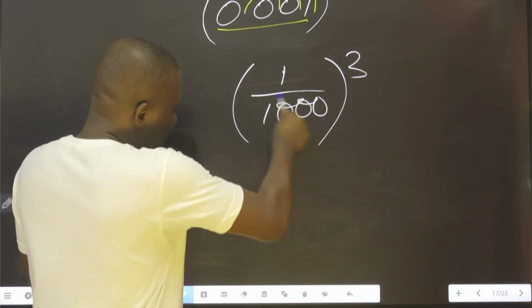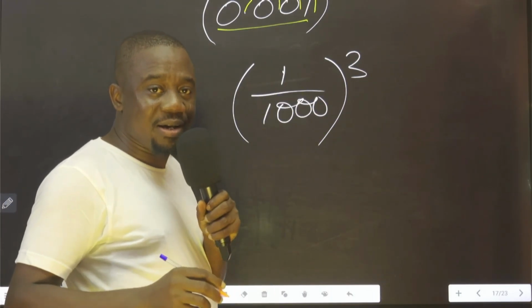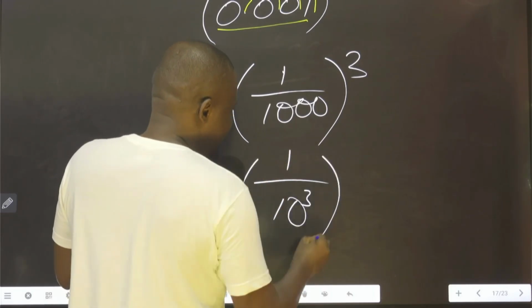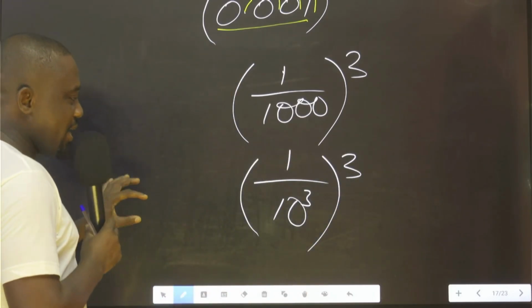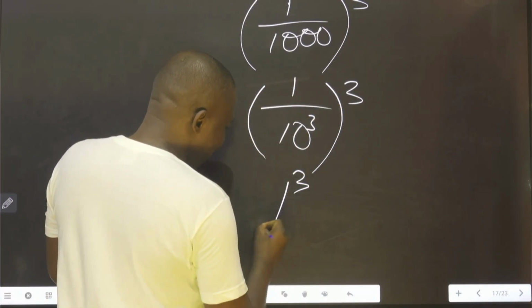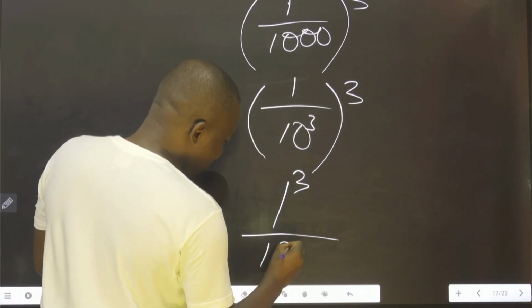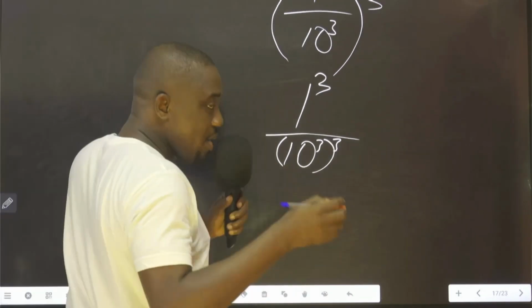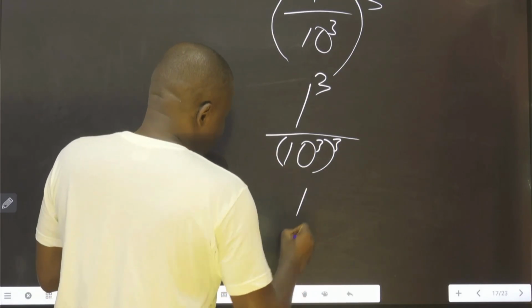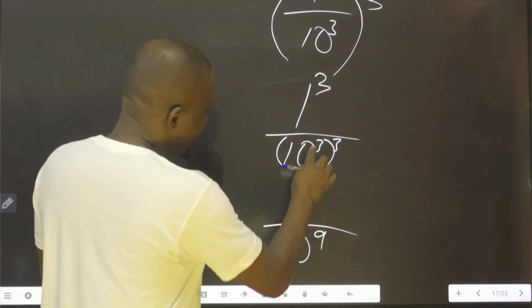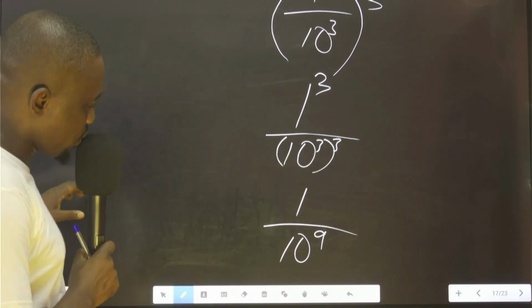What is the meaning of this? 10 raised to power 3. Okay? Now, let's distribute this guy. 1 raised to power 3 over 10 raised to power 3 raised to power 3. And you agree with me that 1 raised to power anything is still 1. This means 10 raised to power 9, because 3 multiplied by 3 is equals to 9.